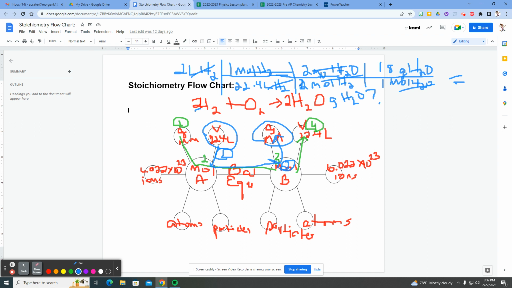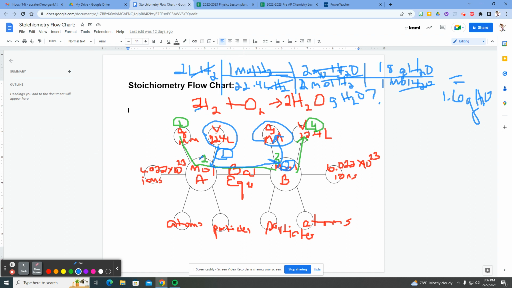I'm hoping to have a couple other little study tools and aids to help you with this soon. So that comes out to be 1.6 grams of H2O. Okay, so if I start with 2 liters of hydrogen, I'll make 1.6 grams of H2O, assuming I have all the oxygen that I need.